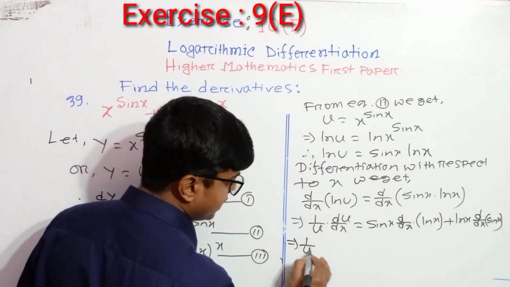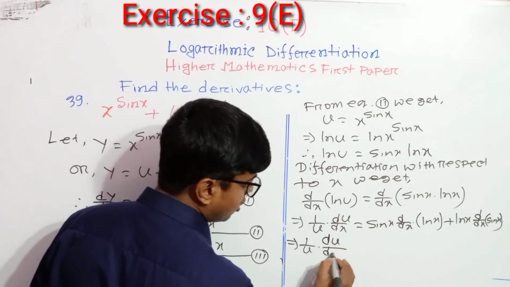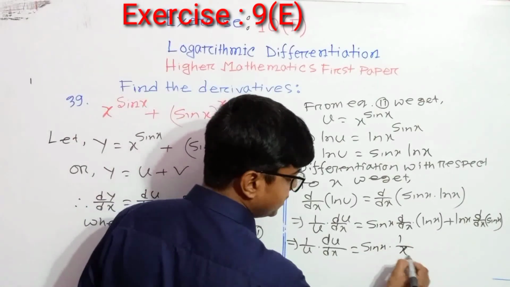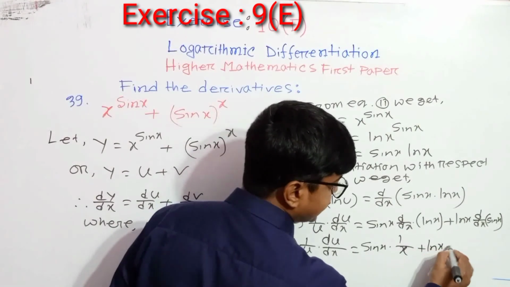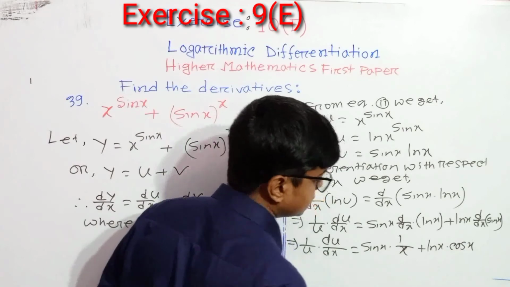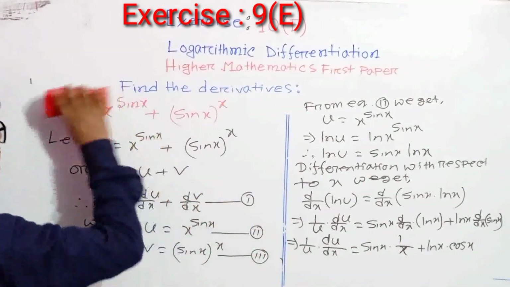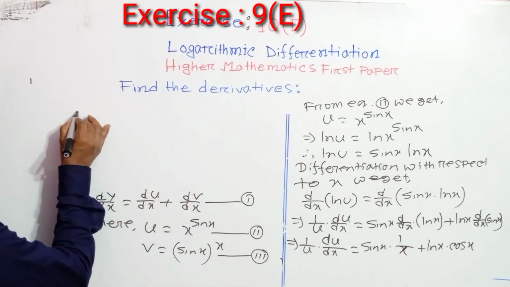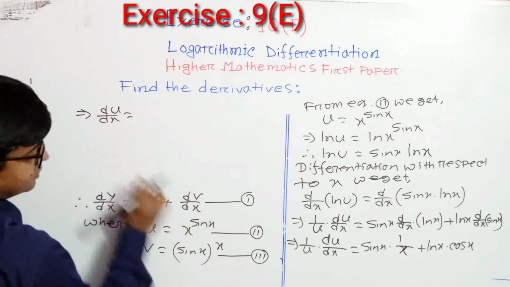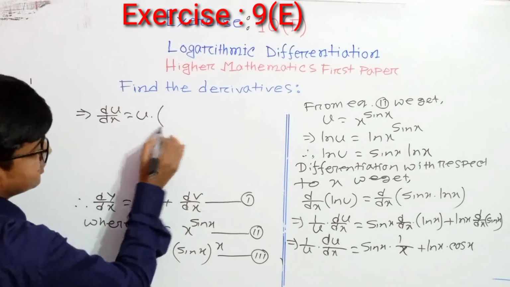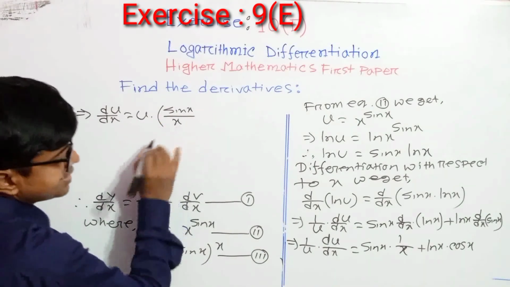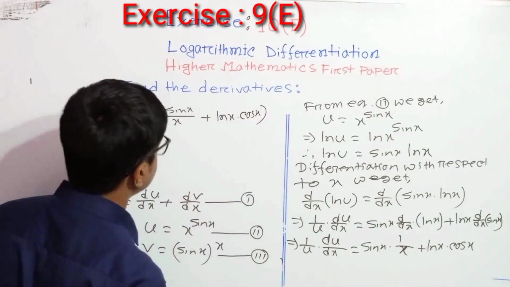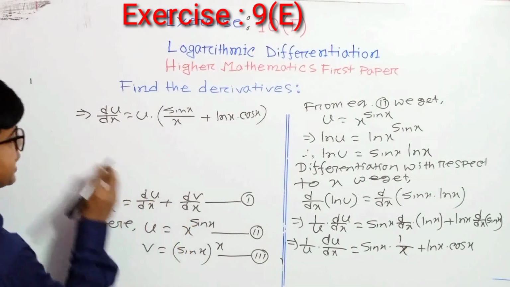Here 1 by u into d dx of u equals to, look at this, sin x into d dx of ln x is 1 by x, plus ln x into d dx of sin x, it will be cos x. Okay, now after this line, d dx of u equals to, for this part it will be u into sin x by x plus ln x into cos x.